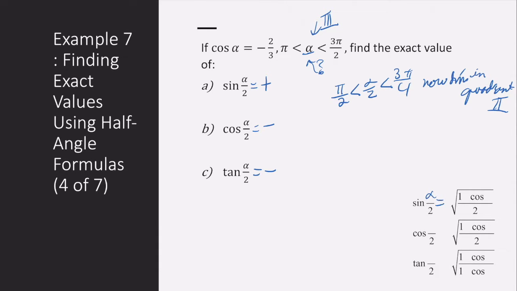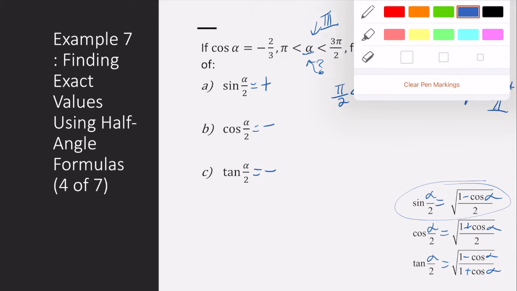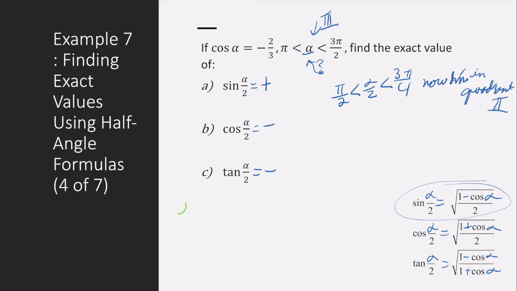I'm then just going to substitute in my value for cosine of alpha. Someday I will get all these equations to transfer over. So to figure out sine of alpha over 2, we're going to substitute into this equation. So I'll do that first in green. So if I have sine of alpha over 2, that equals the square root of 1 minus cosine of alpha, which is negative 2/3.